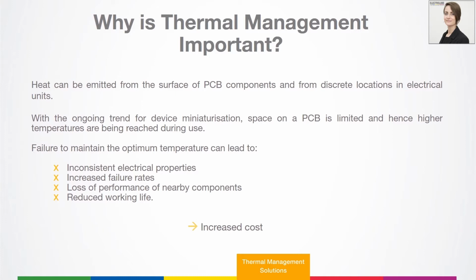If you don't maintain an optimum temperature, this does lead to inconsistencies, which in turn reduces the working life and also increases the failure rate of components and devices. Overall, by not managing your thermal behaviour, you will increase the cost. That could be in relation to efficiency of the device or through brand reputation, lack of reliability of the product.